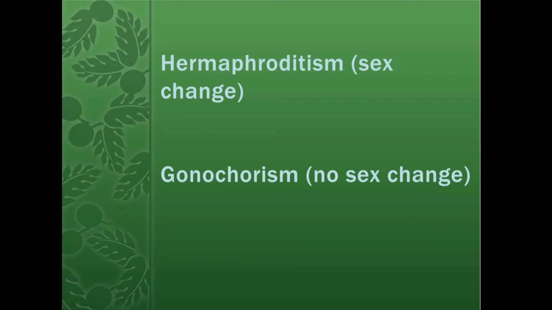Hermaphroditism is the reproductive mode for species that change sex as a normal part of development. A species that's a sex changer is called a hermaphrodite. Gonochorism is the reproductive mode when a species does not change sex over its lifetime. A species that doesn't change sex is called a gonochore.